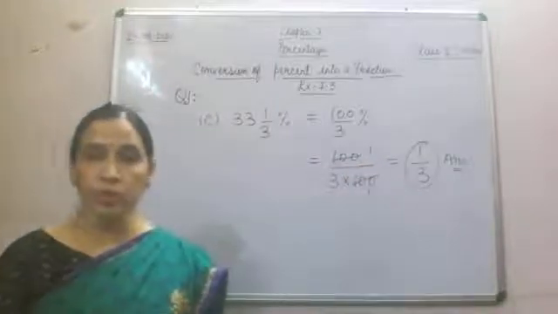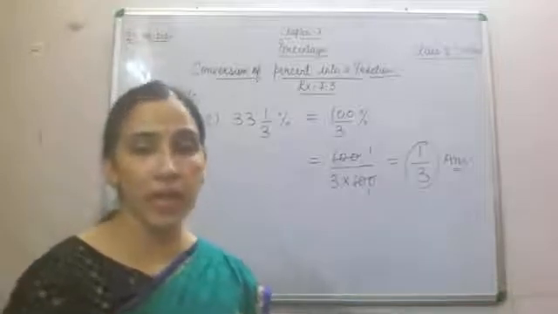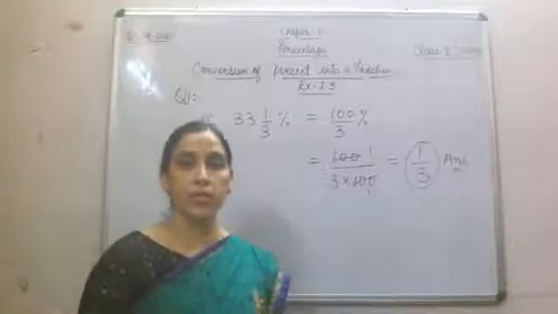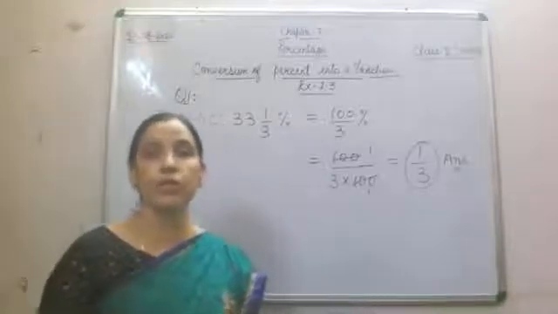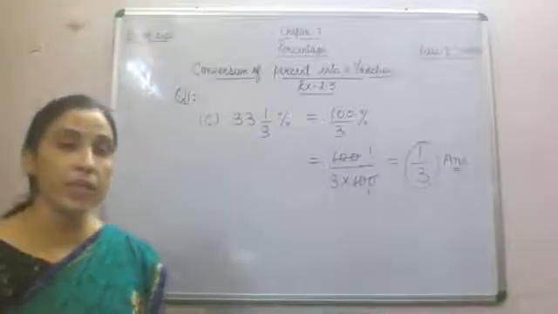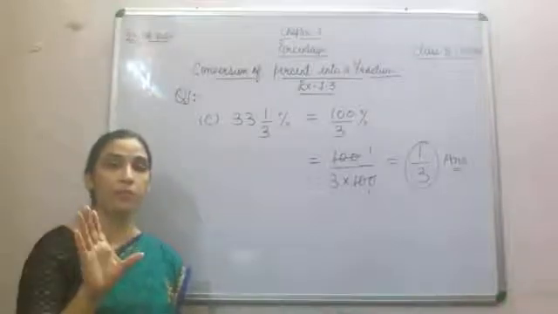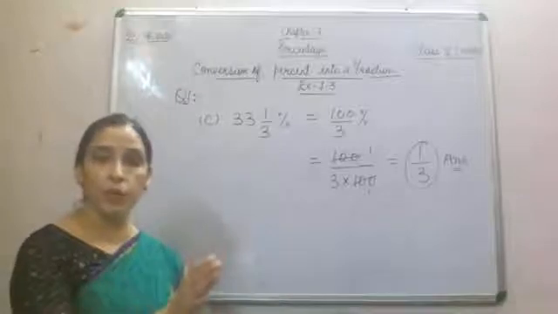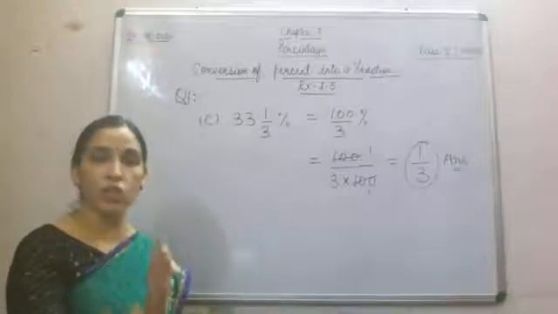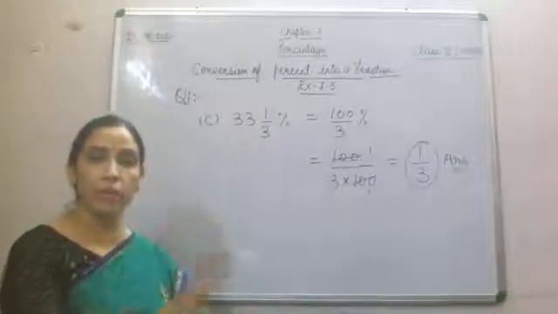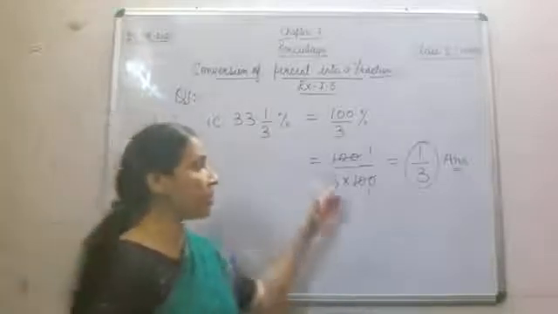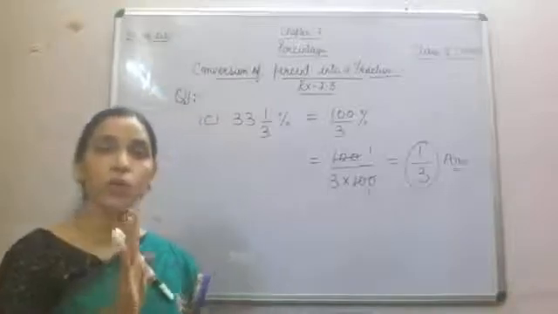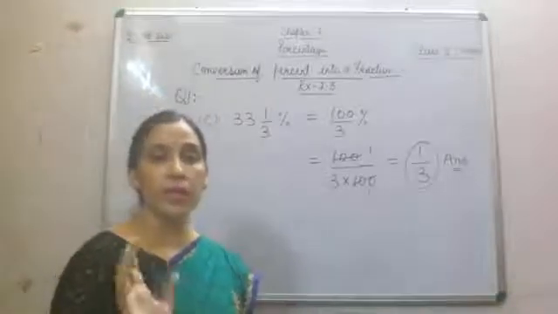So children, what have we done today? We have done the very first concept, how to convert a decimal into percentage. The different steps of converting a decimal number into percentage: the decimal number must be converted into fraction, and that fraction must have 100 in the denominator. Then only will it satisfy this concept, that is percent. Then we will write it in the form of percentage.